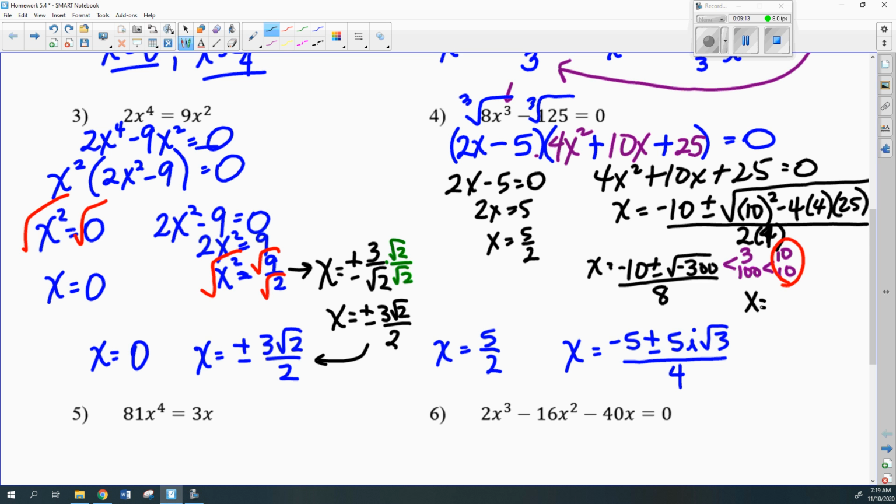We're going to say, okay, get negative 10 plus or minus. We're going to take out a 10, but it was negative, so we're going to take out a 10. We still have a 3 left over, and on the bottom we have an 8.